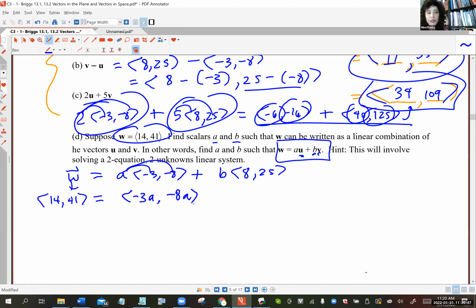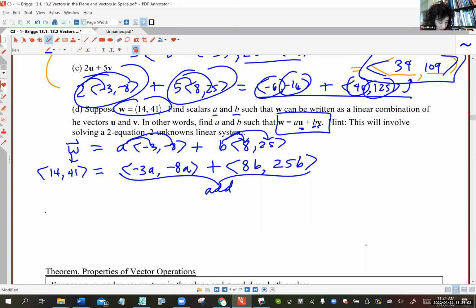So the new components for that first vector are -3A, -8A. And then I'm going to do the scalar multiple with B. So I'll get a vector with 8B, 25B as components. And then on the right-hand side, you're adding two vectors together. And you guys know how to add two vectors together. We went over this and you just did it. You're going to get a big old vector.